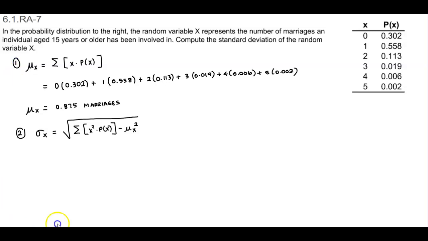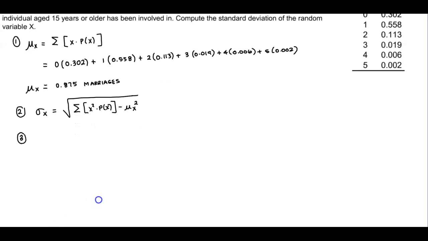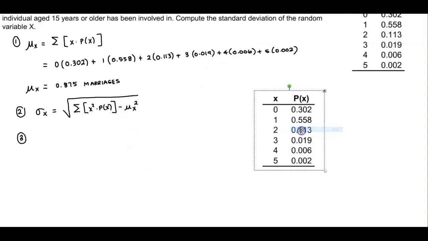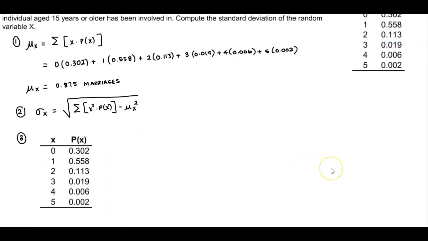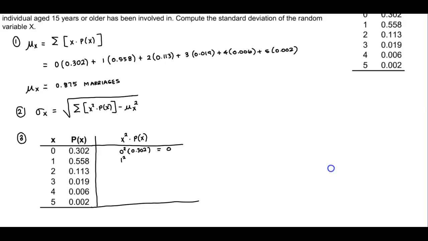So we're going to first create our table. So we have our table here. Let me copy that, and then we're just going to expand this a little further. Now we want to find x squared, and then multiply it by p of x. For the first one, we take 0, square it, and multiply by its probability, 0.302, and that gives us 0. Then we take the value of 1, square it, and multiply by its probability, 0.558. When we multiply that out, we get 0.558.